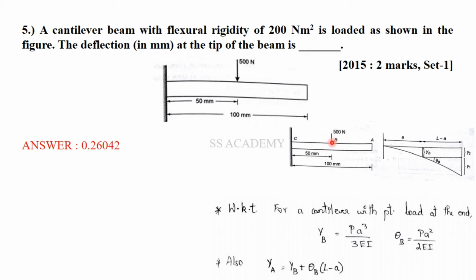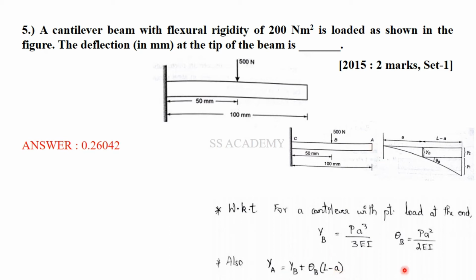But here the load is acting at this point. So in order to find the deflection at this particular point, I am considering the cantilever beam only up to this point. You should find the deflection at this point, and similarly find theta B, that is the slope at this point. Just by finding these two values and using this equation, you can find the deflection at the tip.